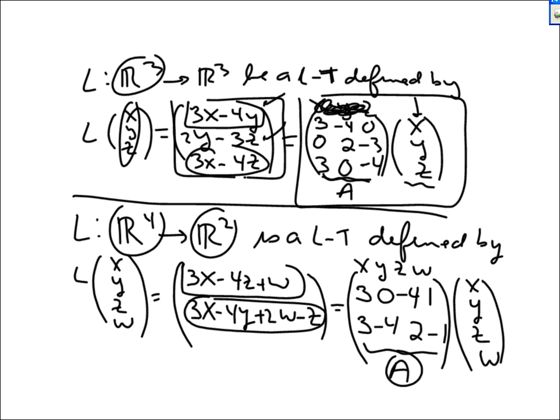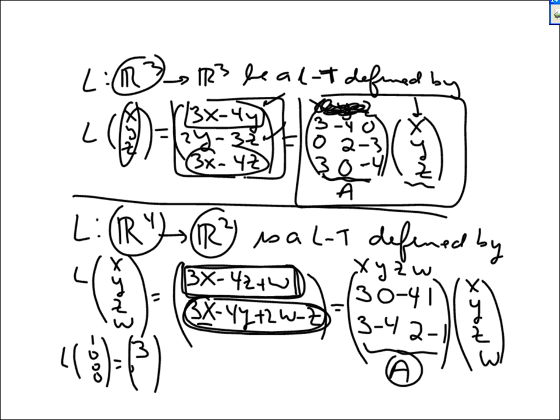It's much easier than finding L of, let's look at L of 1, 0, 0, 0. First I have to write it vertically. Only x is 1 and the rest are 0. So the first entry is just going to be 3, and the second entry, 3 times 1 is 3 and everything else is 0. So you get 3, 3.